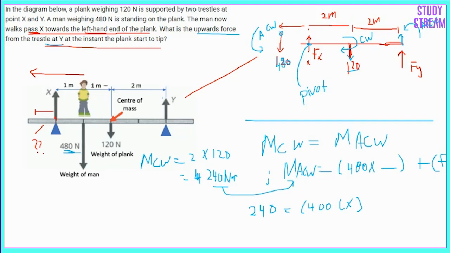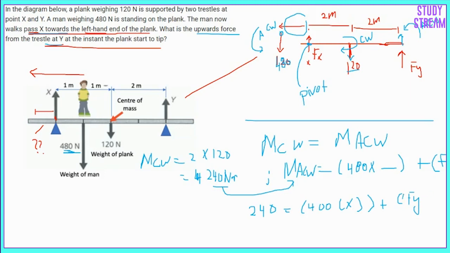Does this in the question mean that the person is standing exactly at x or a bit far from x? Because I don't understand now. The man now walks past x towards the left hand. Okay, now that means it's somewhere here. Okay, and then Fy, okay, I will try to answer it, no problem.